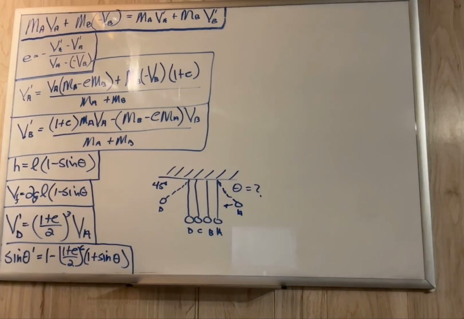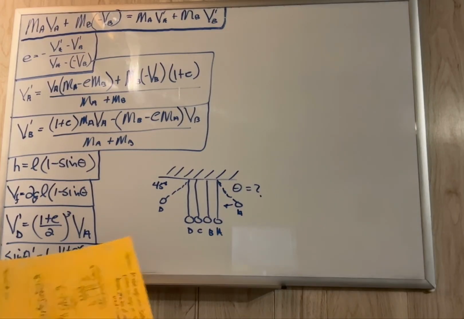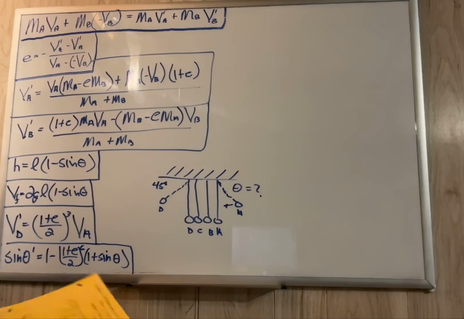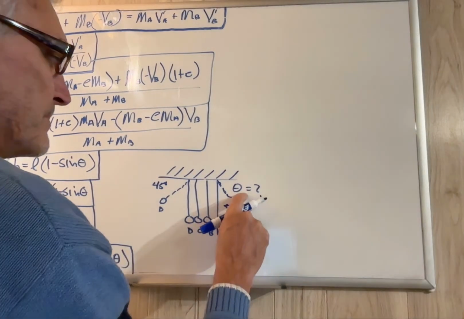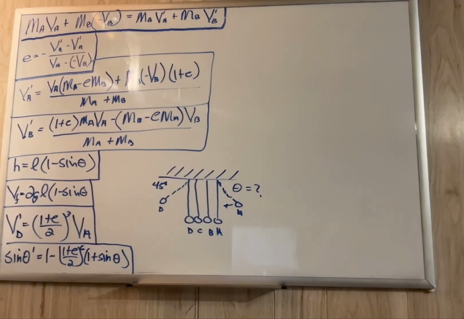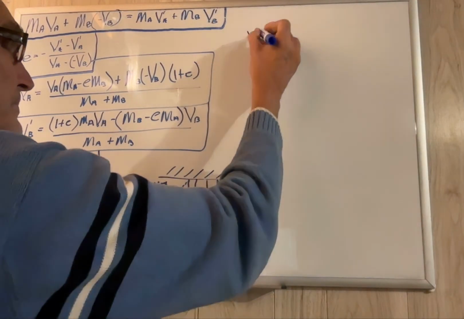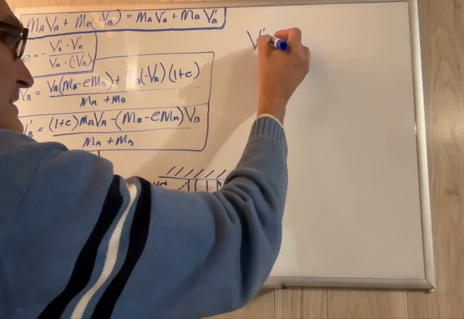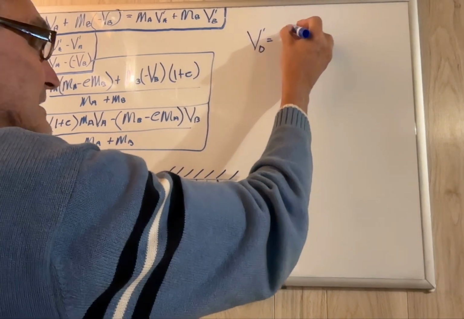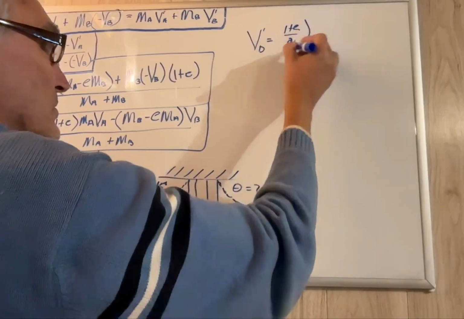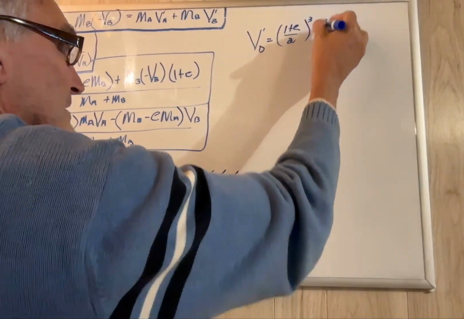We don't even necessarily have to know how high you would. I mean, you could figure out how high you'd have to bring A to get 45 degrees over here, but that is in the same sense the theta that we're looking for. So we know that all the masses are the same, so we can go back to this equation that velocity prime D is going to be equal to (1 plus E divided by 2) cubed times velocity A.